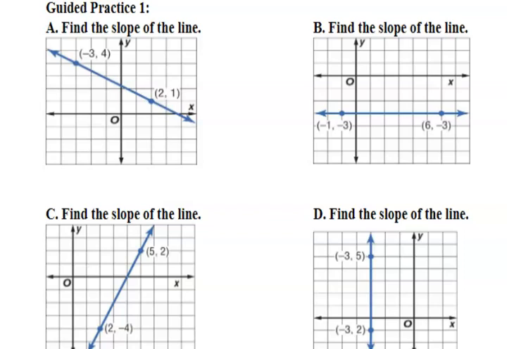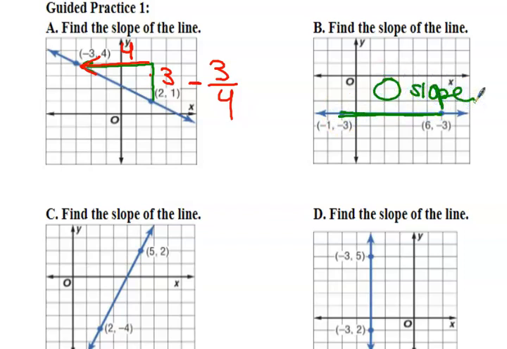All right, moving right along, let's do the next few. So I'm going to rise and run to the next one. So I'm going to go up 1, 2, 3 and run 1, 2, 3, 4. I ran to the left. So it's negative 3/4. The negative is in front. This one right here, as I said, if it is a horizontal line, if it's flat, it is a 0 slope, okay? So slope is 0.